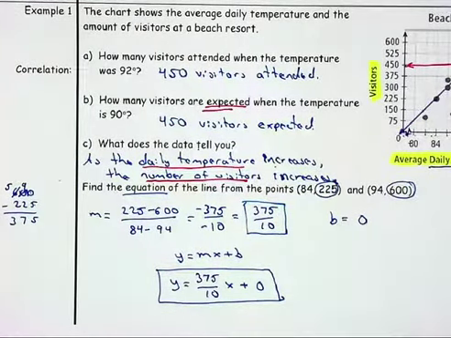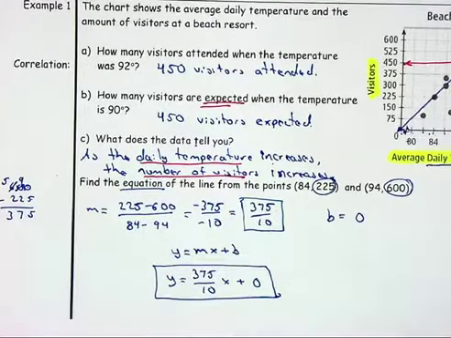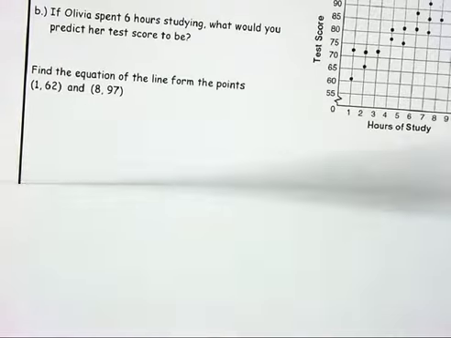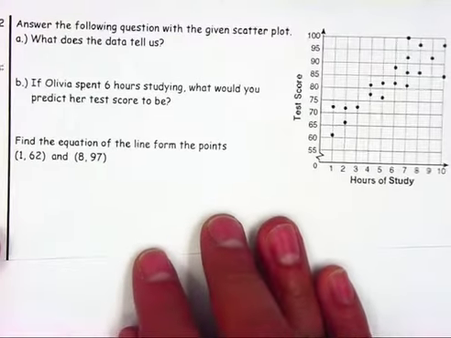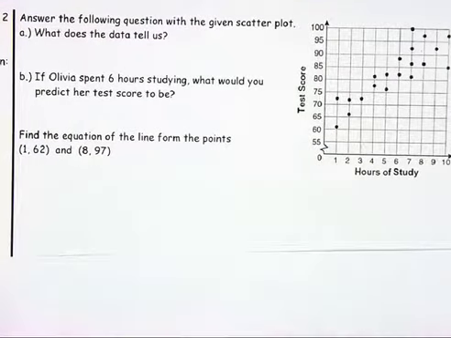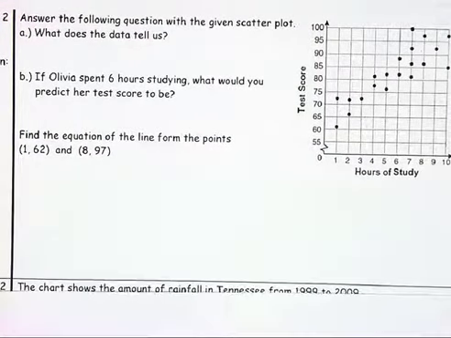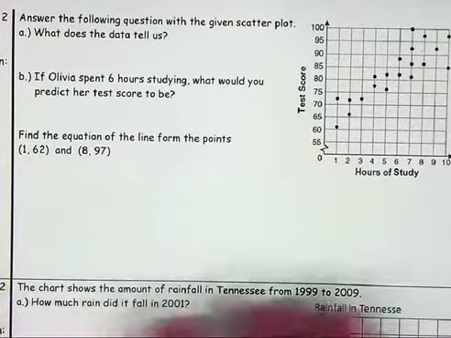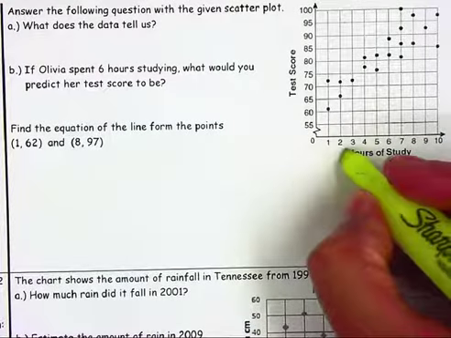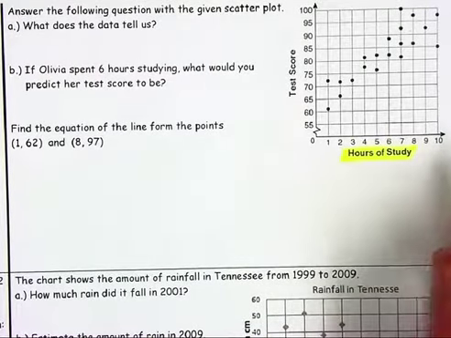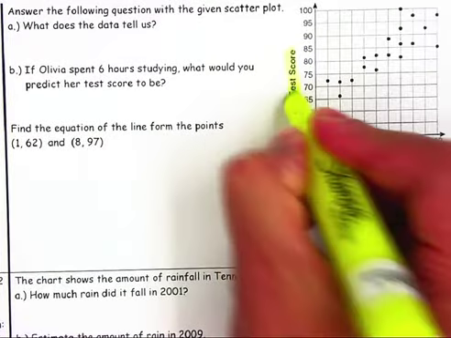Let's go over to example number 2. Answer the following question with a given scatter plot. So one of the things that you want to make sure that you do is that you analyze the scatter plot first. So on your x-axis is the number of study hours. How much time do you spend studying? And your y-axis will be your test score.